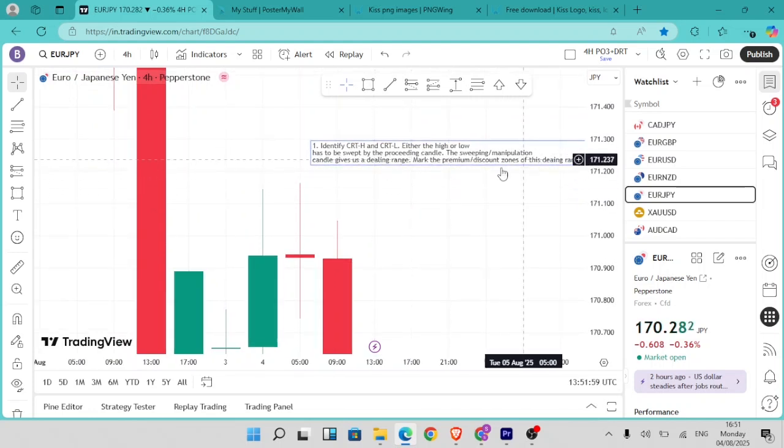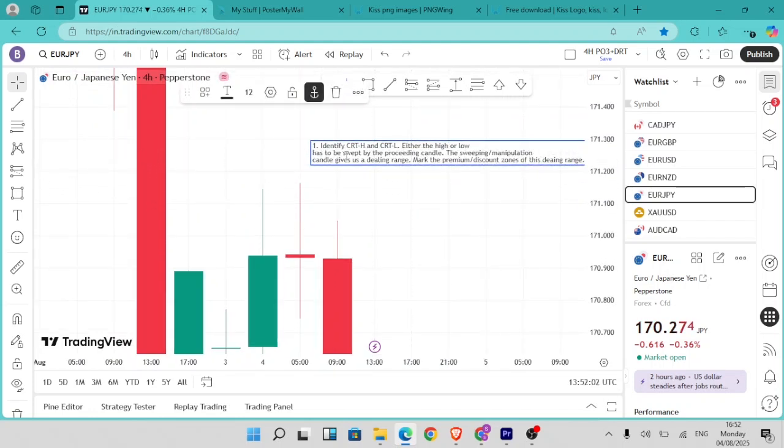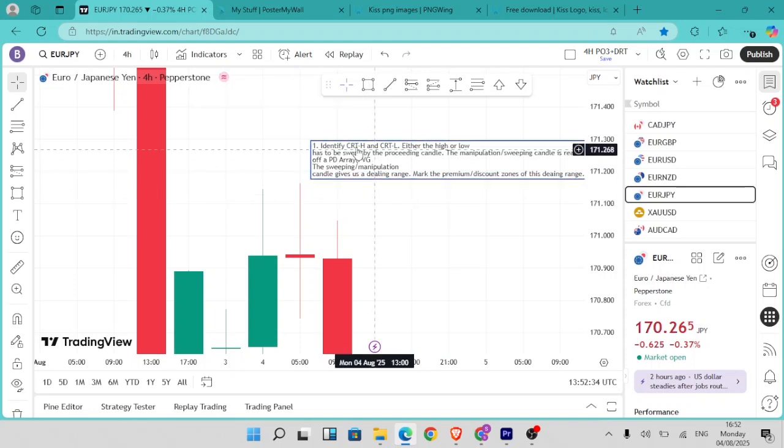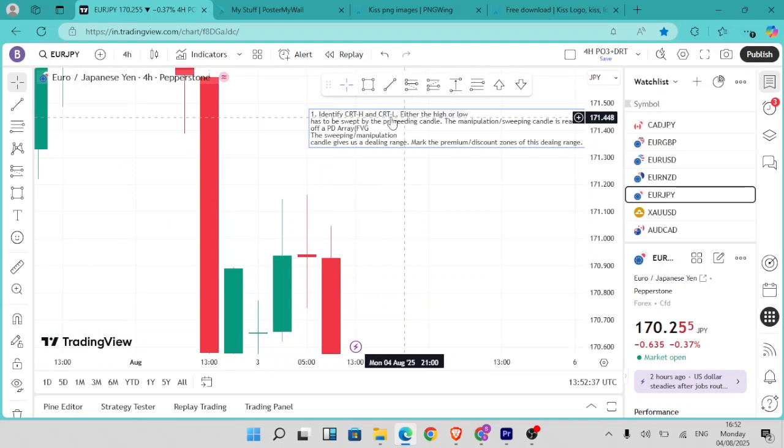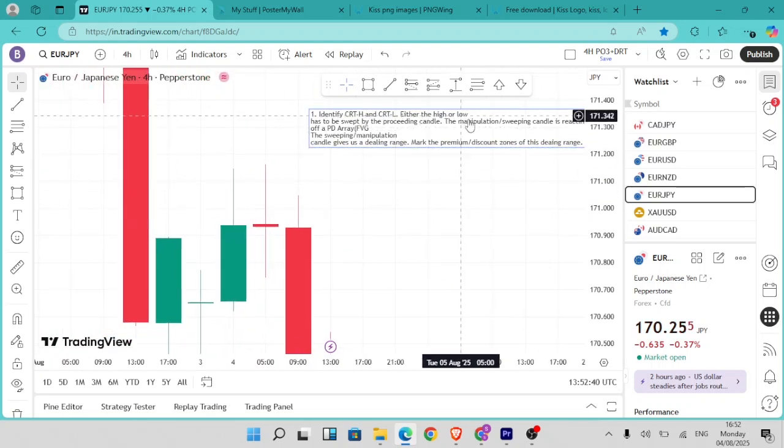Before you go to that, you want to make sure the manipulation slash sweeping candle is reacting off a PD array, in our case a fair value gap. So let us do that. That is the first step. Identify the CRT high and the CRT low, or the power of 3.